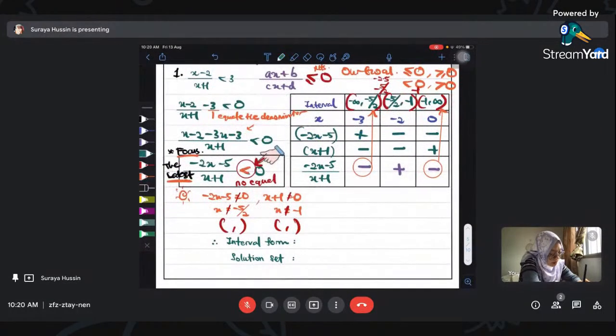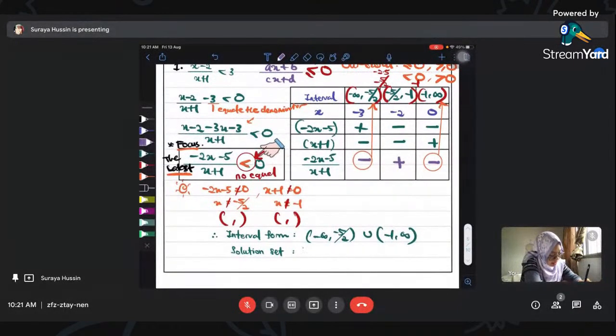Directly, quickly you can see, oh, negative infinity until negative 5 over 2, close bracket, union with negative 1 until positive infinity, close bracket, but open. Okay, and then the other way of writing it is curly bracket x such that x is less than negative 5 over 2 or x is more than negative 1, close curly bracket.